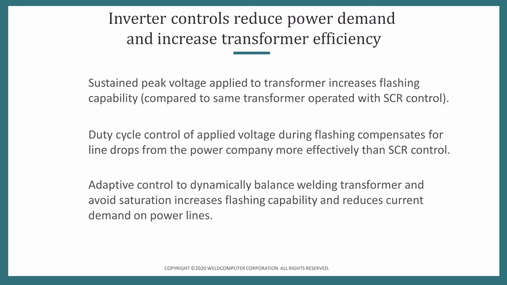This is the conventional circuit arrangement of a system with an SCR-based control hooked to a single-phase power line. Whatever current your transformer draws is coming directly from your power line. What we've seen is, if you switch to inverter controls, you can reduce this power demand and increase the transformer efficiency at the same time, while solving your problem of inconsistent flashing.